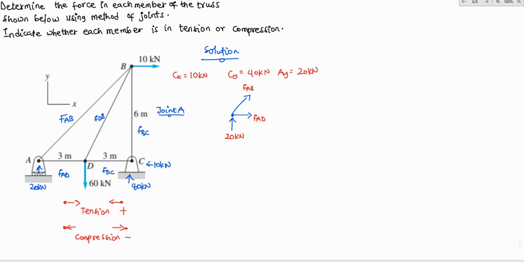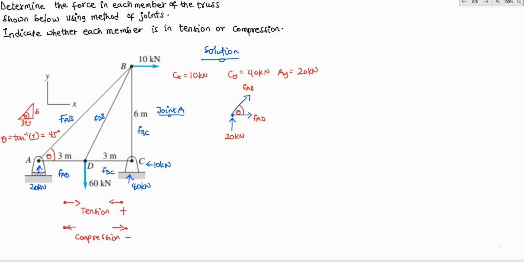Let's see what we're going to do next. Let's consider this angle here to be theta, because that's the angle that FAB will be making with the horizontal. All you have to do is find this angle, and to do this we consider this right angle triangle, where you have 6 here and 3 plus 3 here, and this will be theta. So theta will be equal to the tan inverse of 6 on 6, which is tan inverse of 1. Then we get theta to be equal to 45 degrees. Let's take note of that.